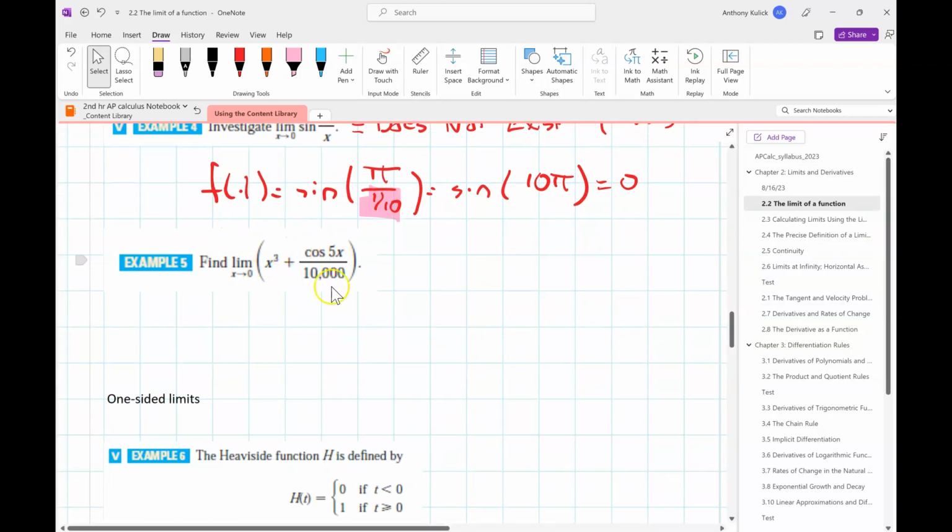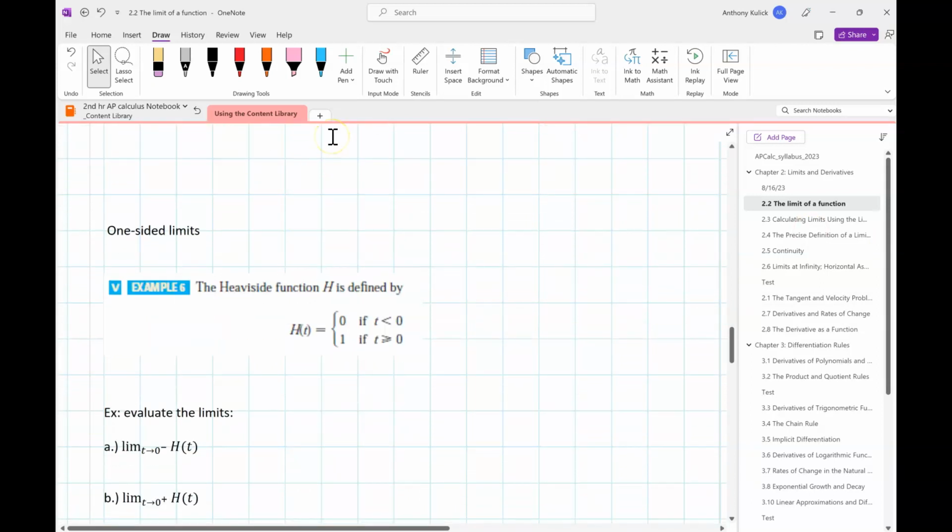I think I'm going to skip this one. We're taking a lot of time here. I want to get through the rest of this stuff. I'm going to skip that example.